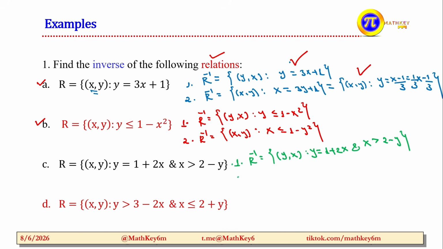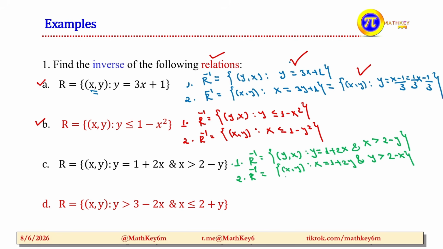The second option: R inverse takes x and y in the same order, (x, y). Now we replace y with x and x with y. Since we take (x, y) as it is, this equals x = 1 + 2y, and y > 2 − x. We can express these forms.